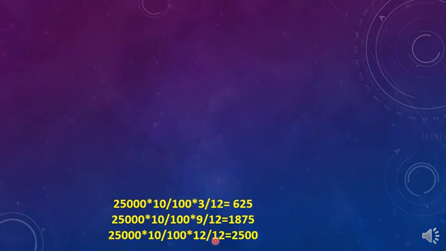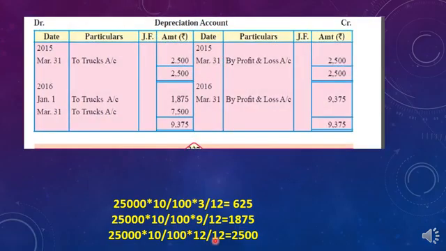Okay, now we will see the depreciation account, students. In the depreciation account you can see the first year is being closed on 31st March 2015, and all the depreciation is totaled over here, to truck account by P&L. Again in the next year, the selling truck amount is 1875, and the unsold trucks 7500. The dates are different, but the transfer date will be the same, 9375, and the total will be the same.